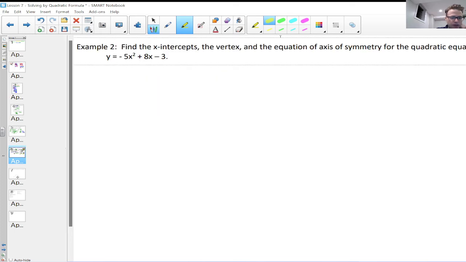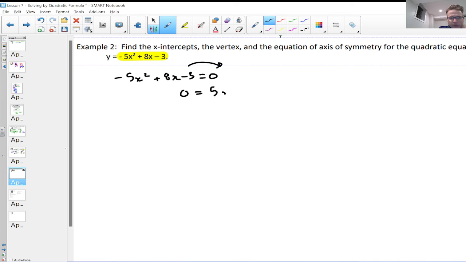All right, let's do the last one. Find the x-intercepts, vertex, and so on of this equation here. So again, what I'm going to do is take this side of my equation, I'm going to set it equal to 0. And then I'm going to solve it. But actually what I'm going to do is I'm going to bring everything to this side. All this is going to do is change the sign. So here I'm going to have 0 is equal to 5x squared minus 8x plus 3. And there we go.